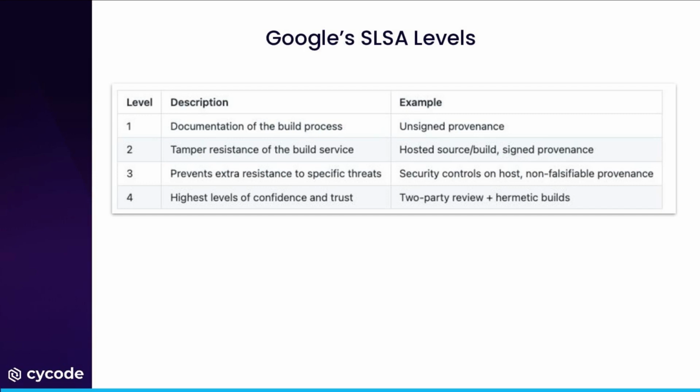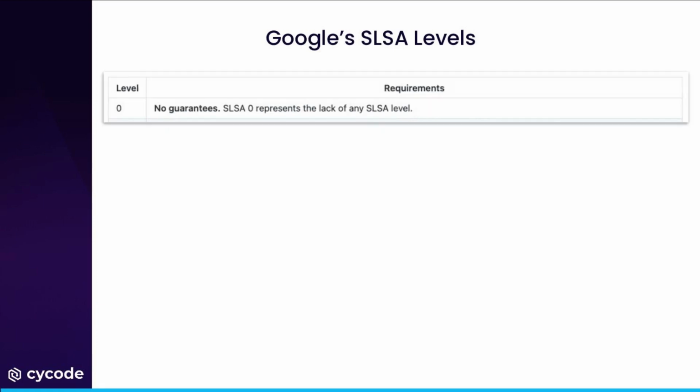So SLSA also entails 4 levels, levels 1 through 4, and these correlate to higher levels of supply chain security guaranteed. Now, SLSA level 0, which is kind of a tongue-in-cheek way of saying that there are no guarantees, represents the lack of any SLSA level.